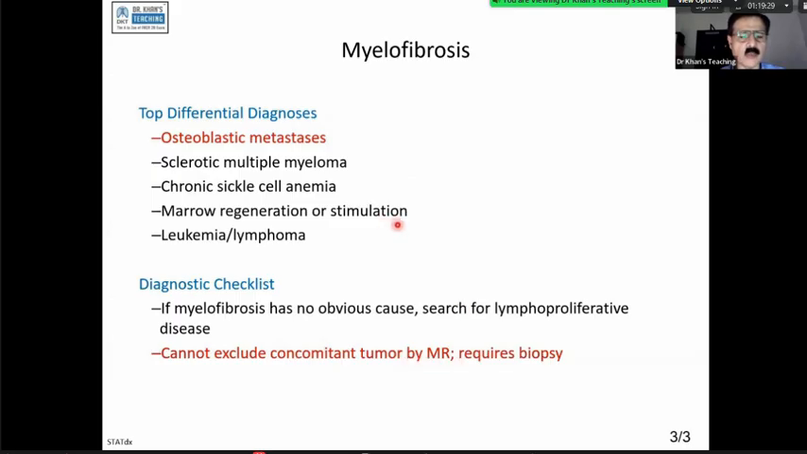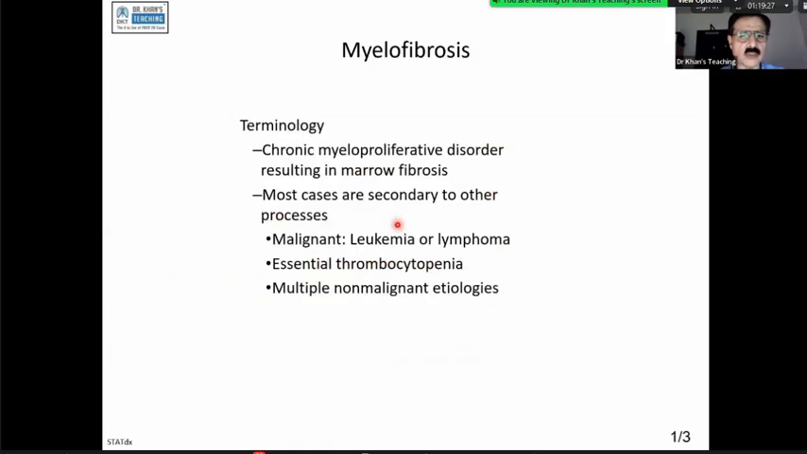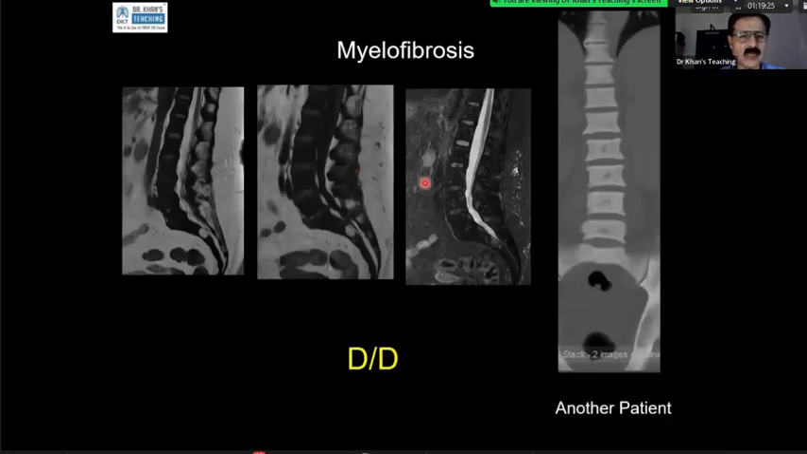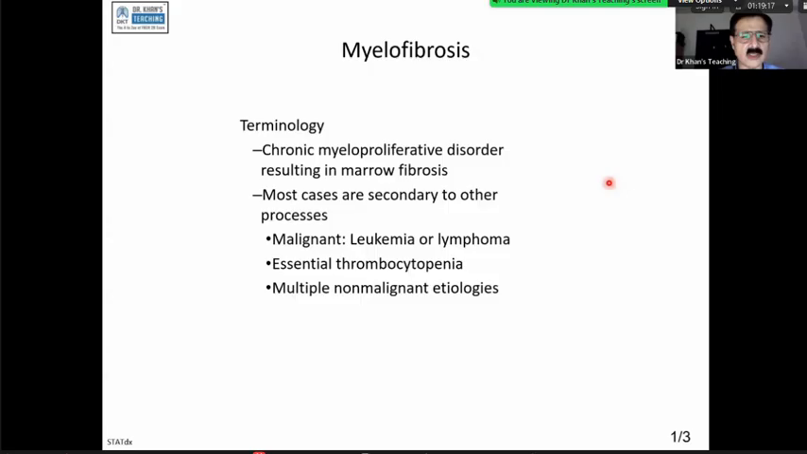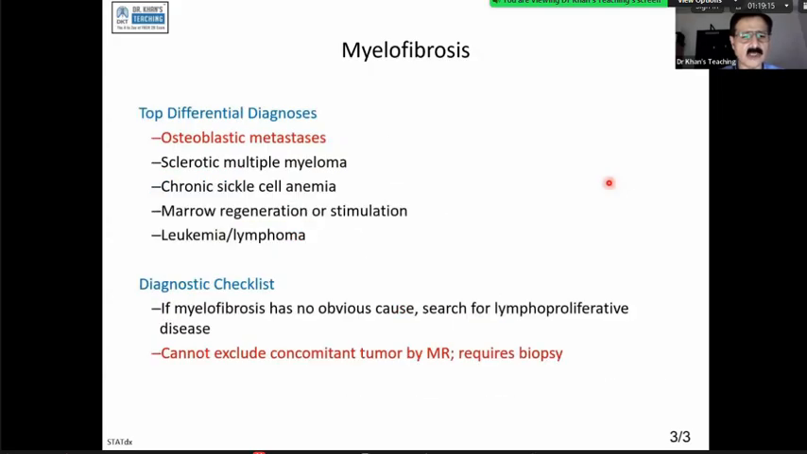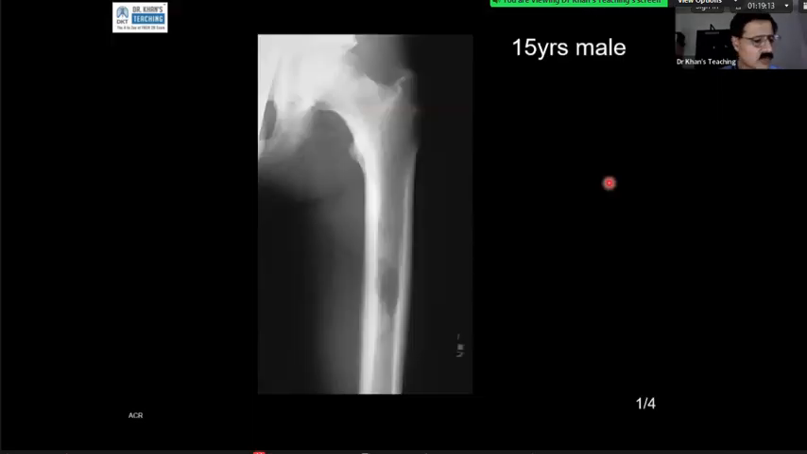But the key point here, which I wanted to make, is to develop your eyes on myelofibrosis. This is also in the differential diagnosis of diffusely increased bone density. This is in the differential diagnosis of that. Okay.